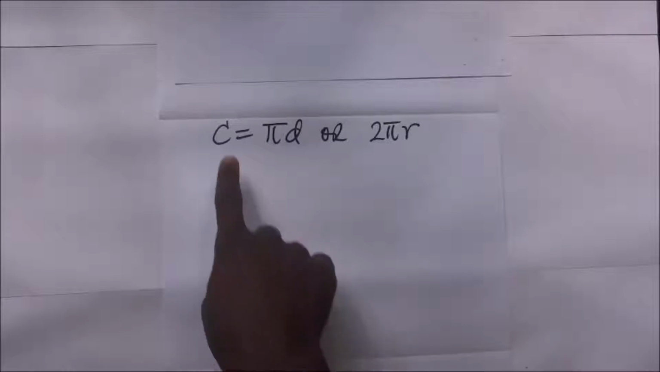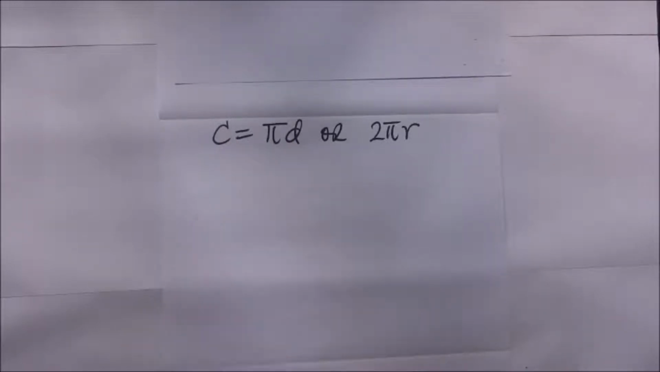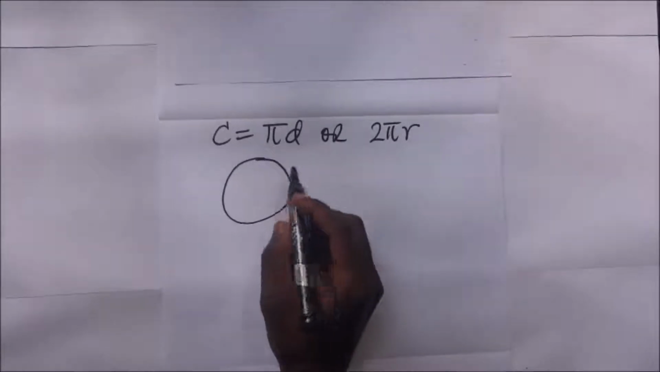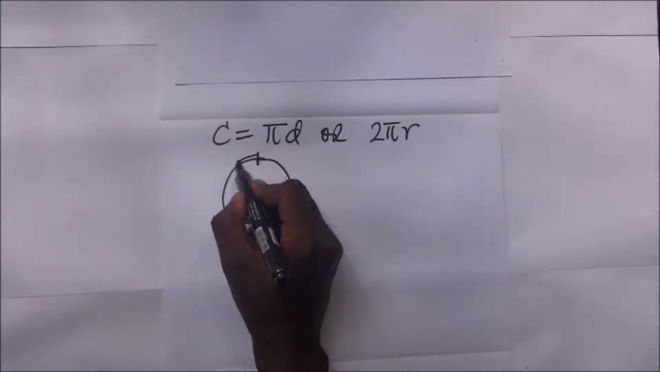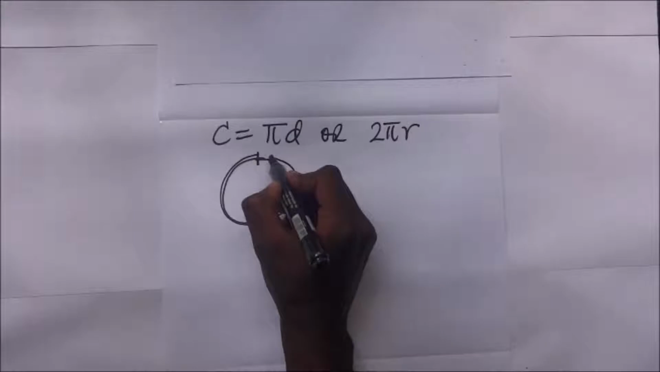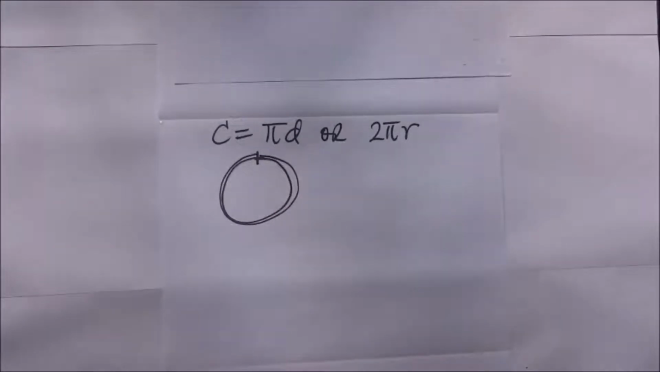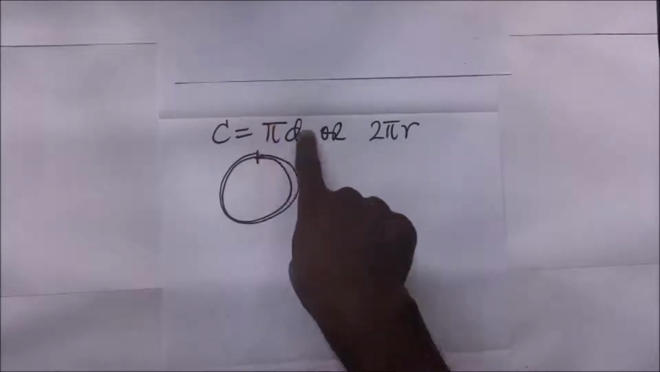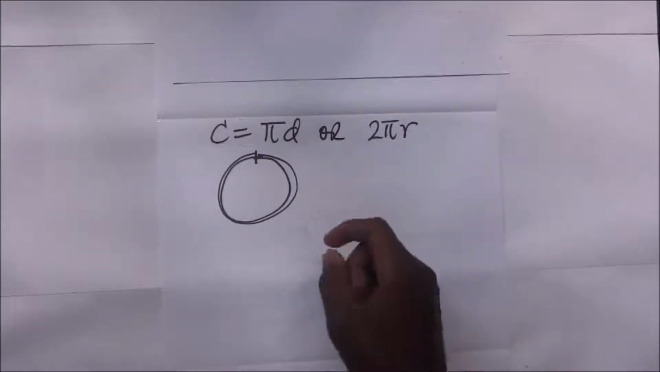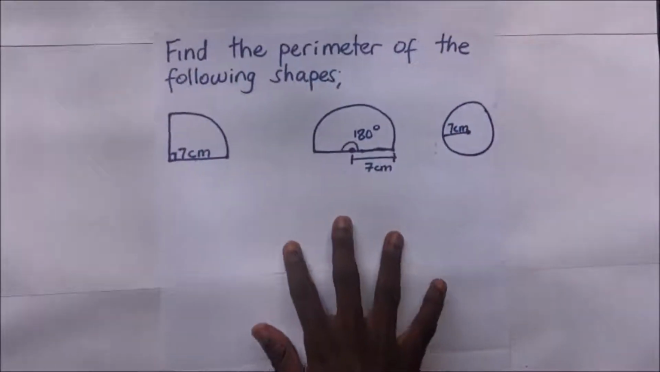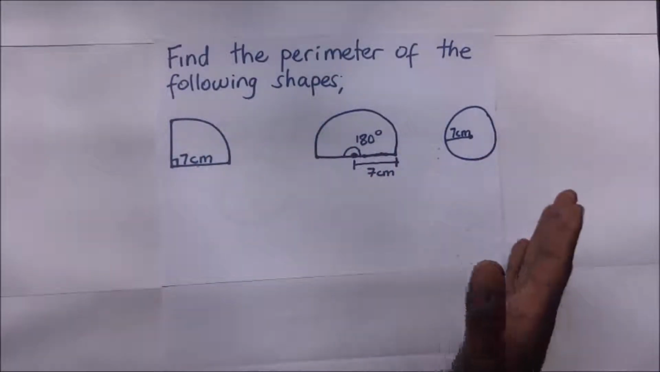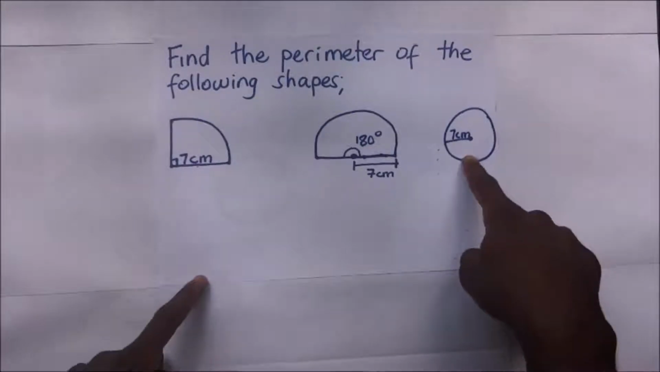Now when we are trying to find the circumference of a circle, this pi d actually represents the entire circumference, the arc. When I move from here, I go around the circle up to that point. That is the distance that is being represented by this formula pi d, or 2 pi r. Now if we are being asked to find the perimeter of these following shapes, you realize that these shapes are not full circles.